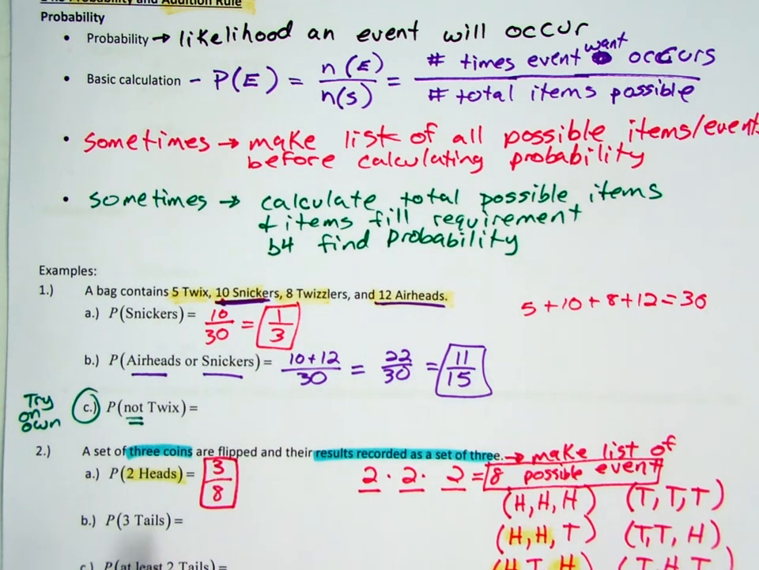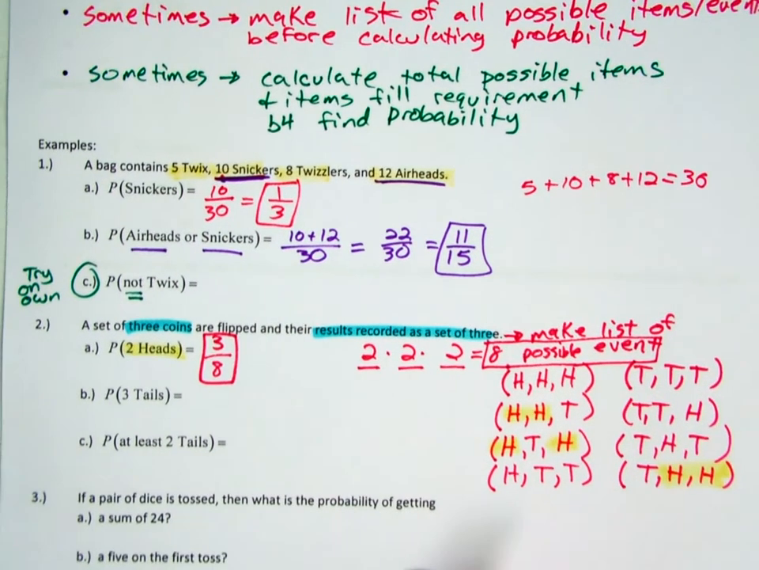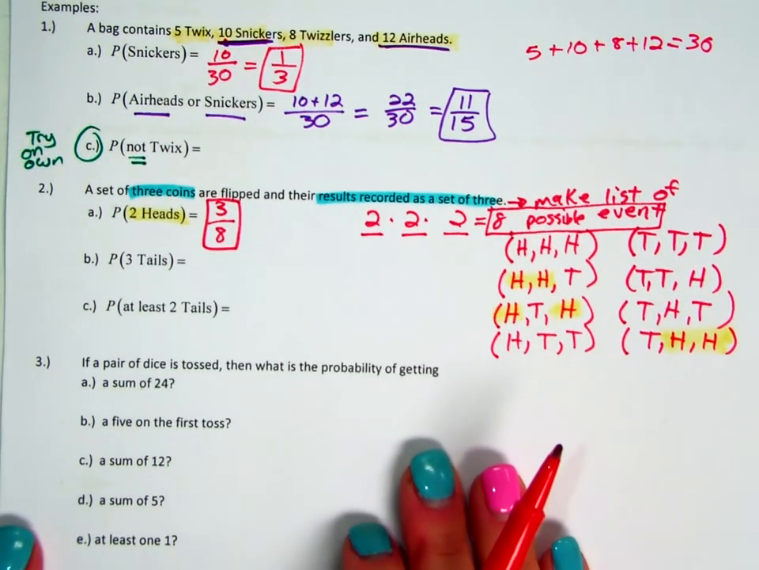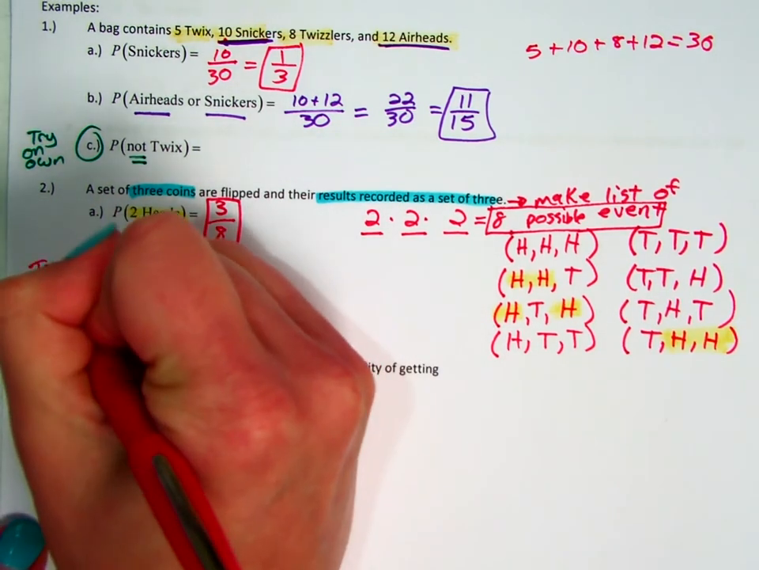Now I want you to use this list to help you find... Oops, sorry guys, you couldn't see that. I want you to use that list to help you find B and C on your own.